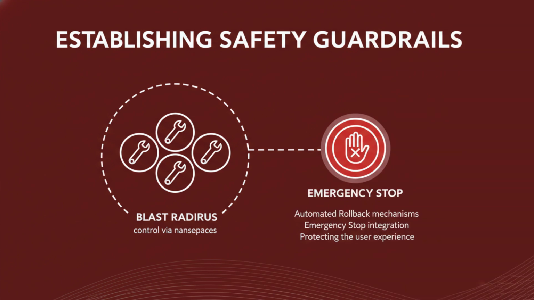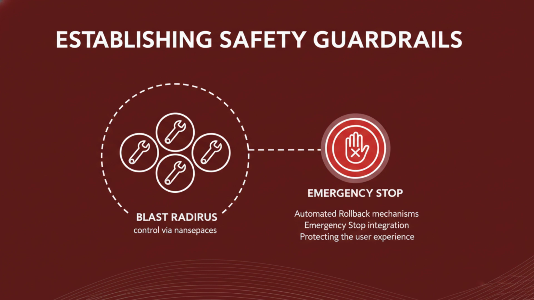We must define a blast radius to limit the impact of any experiment. In Kubernetes, this is achieved through namespaces, labels, and selectors to ensure only specific pods are targeted. Furthermore, we must implement an emergency stop button, a mechanism to immediately roll back any injected failure if metrics exceed a predefined threshold. Automated rollbacks are non-negotiable for production-level experiments.